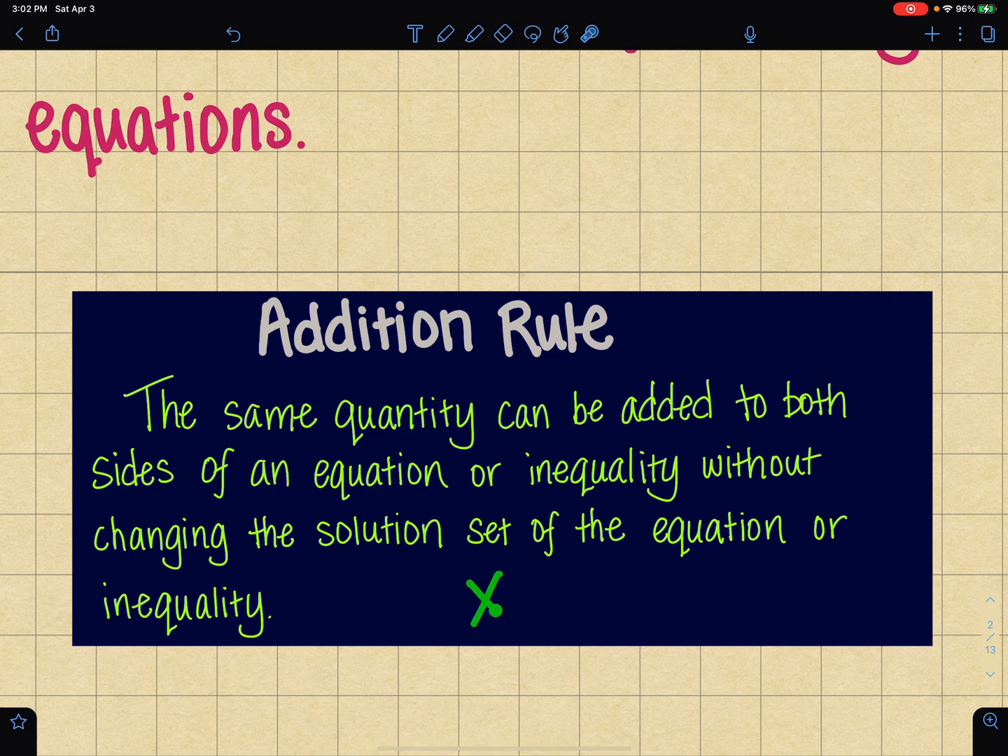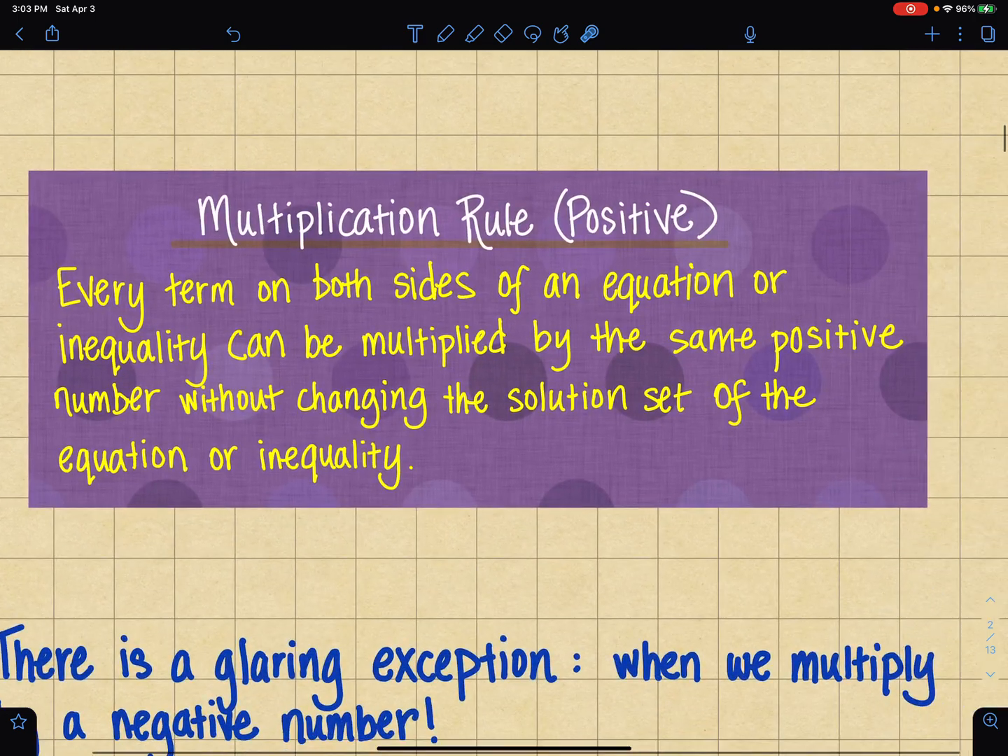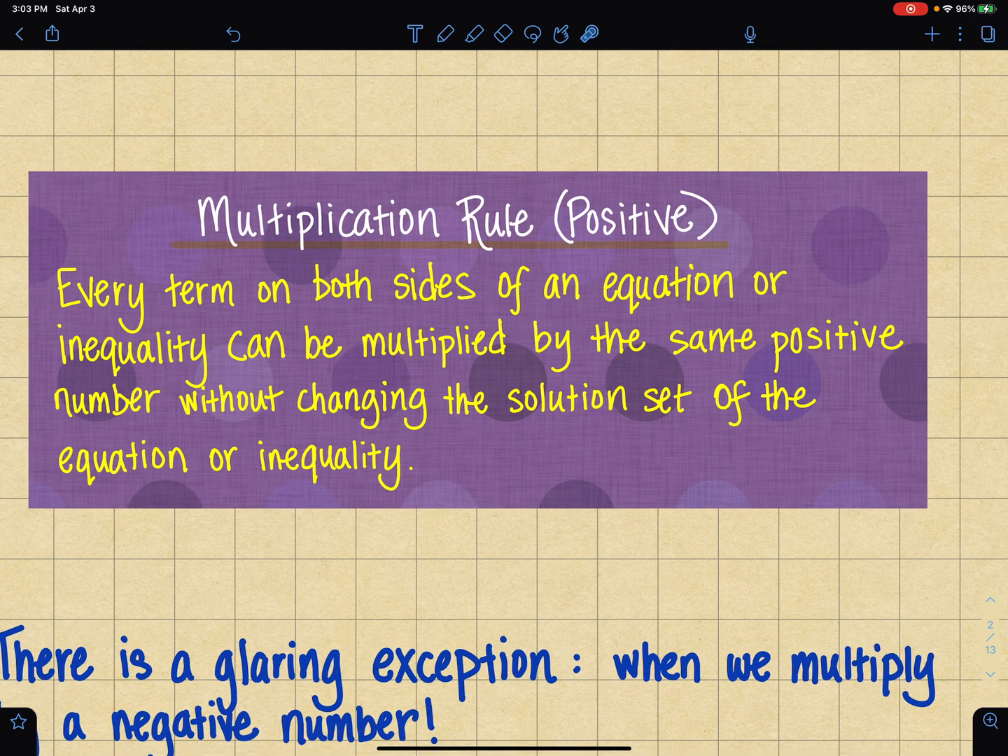So if you have x is greater than y, you could add 2 to both sides. I'll write it like that. And it doesn't change it, right? Easy peasy. We got it. Let's go on to the next rule. This is the multiplication rule. And notice that it says here positive, meaning positive numbers.